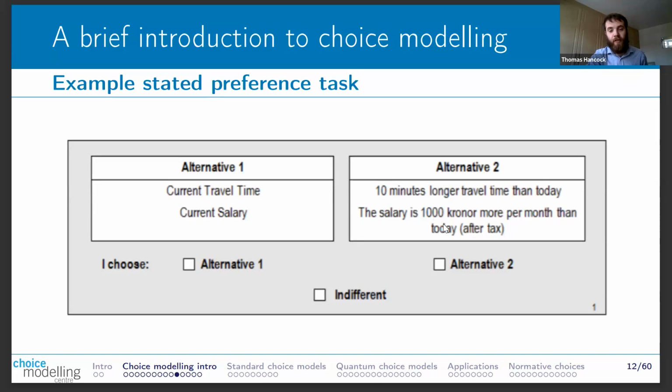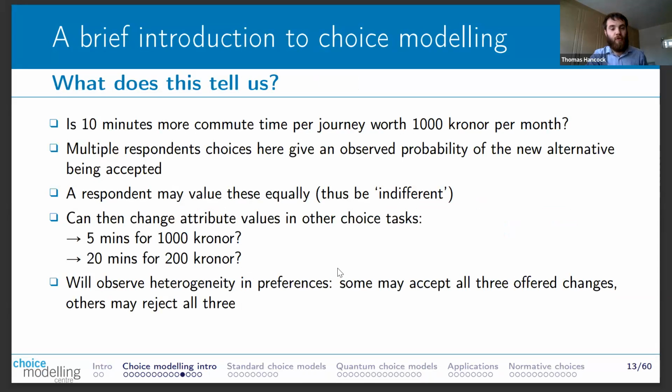So it might be that for certain values people accept and certain values people do not accept, or they might just not actually care, say indifference. In this case, that was an alternative. So really, what does this information actually tell us? It's telling us, is 10 minutes more commute time per journey worth 1,000 krona per month? Multiple respondents' choices here will give us an observed probability of this new alternative being accepted.